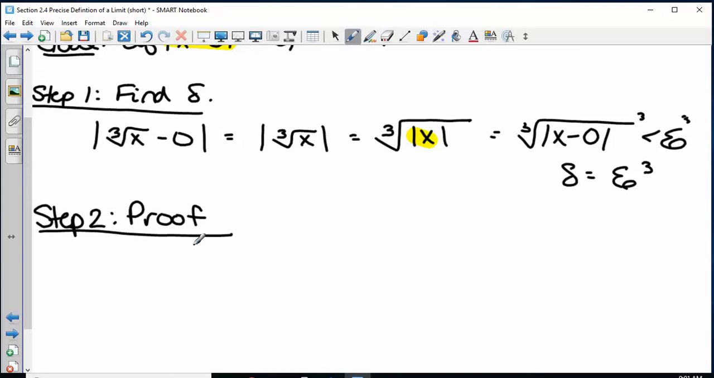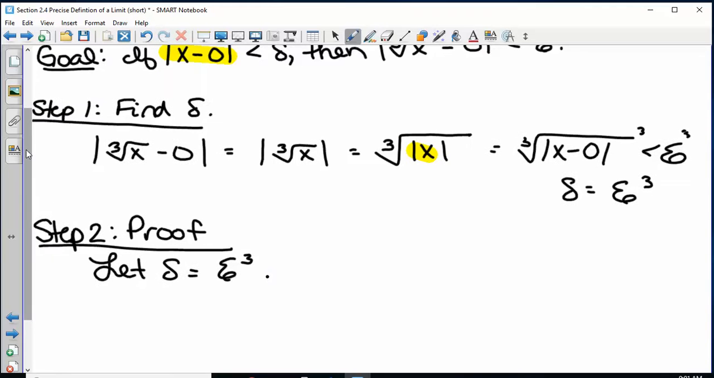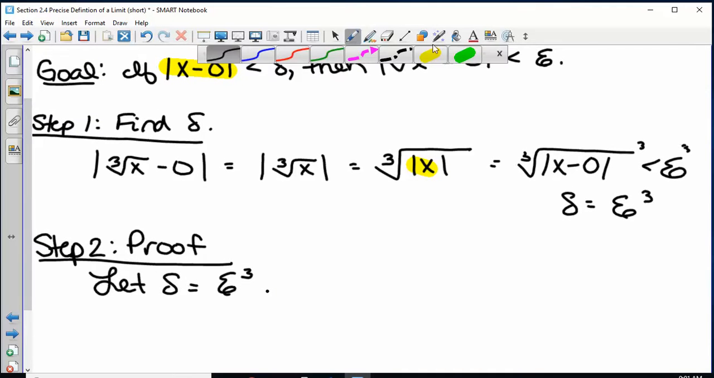Step 2 is the proof. So the very first thing you have to tell me is let delta equal epsilon cubed. And then we just rewrite our goal statement up until, oops, I went a little too far. So we're going to rewrite that part.